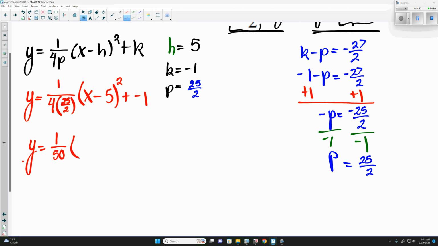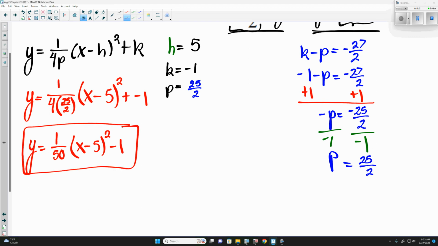Now we can plug 25 over 2 in the calculator, let it simplify it for us. Here, in this case, it's 1 over 50. It's not always going to work out that we get 1 over a number. We can have a number in the numerator other than 1. But all the ones we've had up to this point so far have been 1 over something. Inside the parentheses, we will still have x minus 5 squared. And instead of plus -1, we have -1.